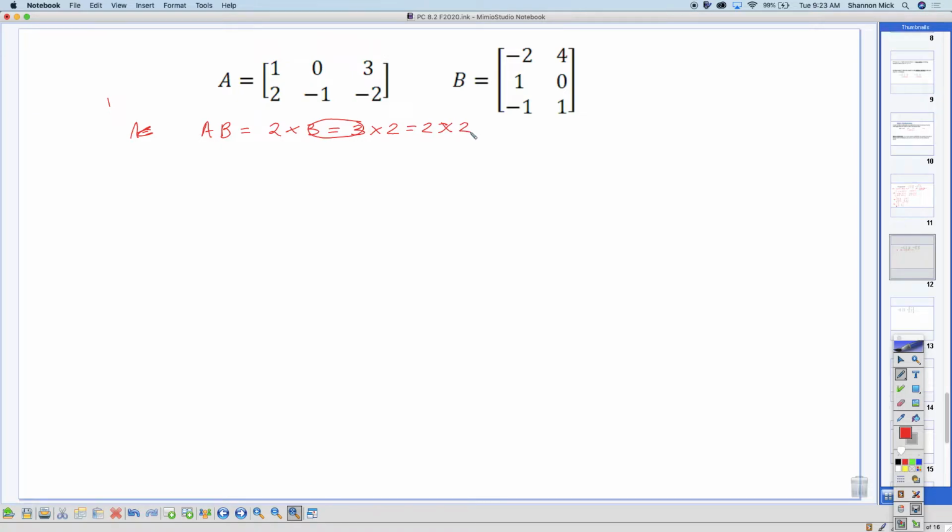How do we know we're supposed to take A times B? It will tell you. I'm just doing A times B, then B times A. So B is 3 by 2 and A is 2 by 3. So I'm going to end up with a 3 by 3. Knowing what you're going to end up with, guys, is helpful. It keeps you from trying to do goofy stuff that you're not supposed to be doing.